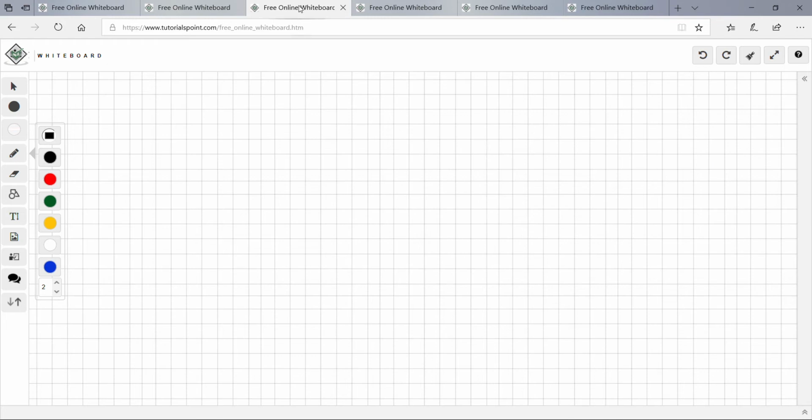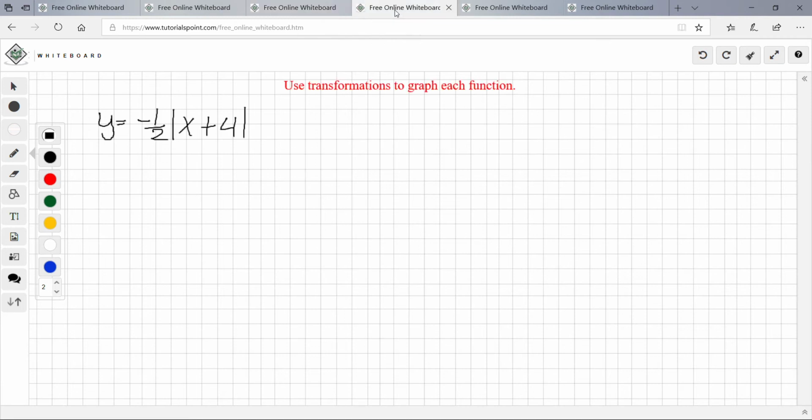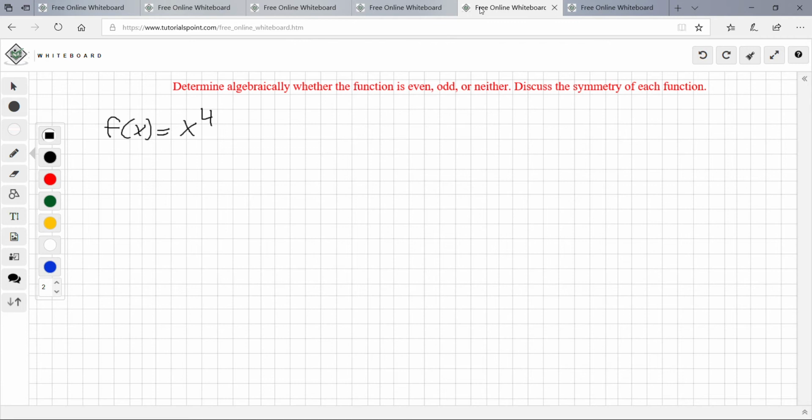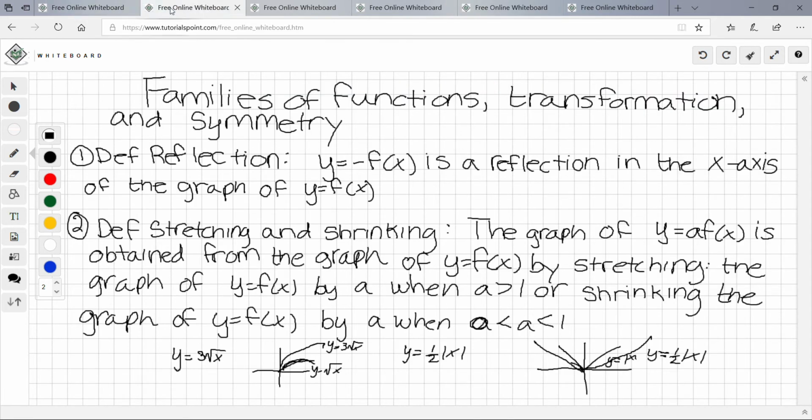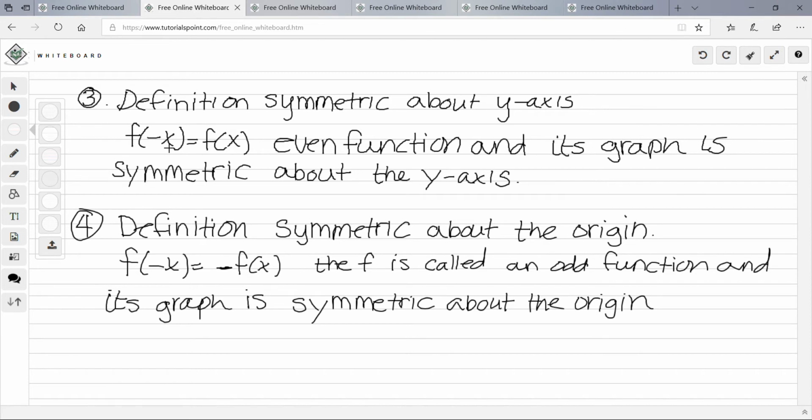Okay, now we're going to do odd and even functions. I think I've done that before. Use transformation. Yeah, we just did that one. So now it says determine algebraically whether the function is even, odd, or neither. Discuss symmetry of each function. So let's go back to the rules. Basically, if you plug in a negative and you get a positive outcome, it's an even function and it's symmetric on the y-axis.